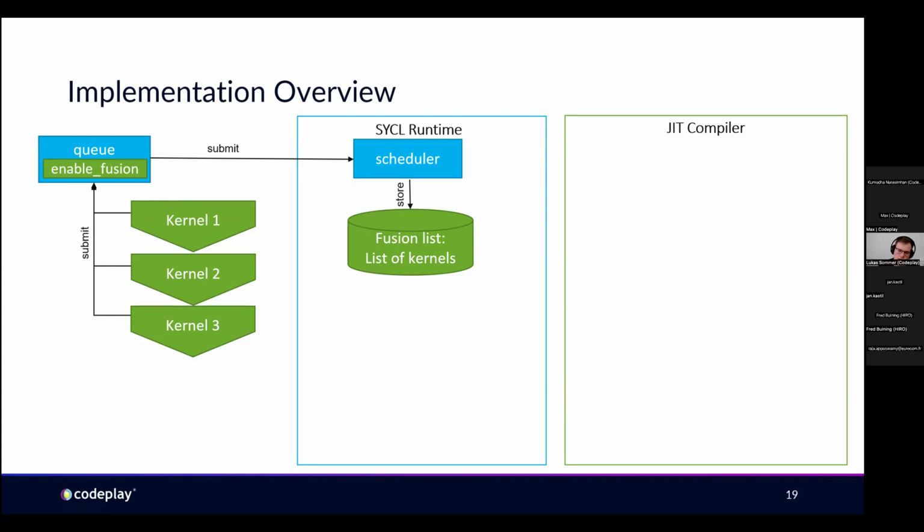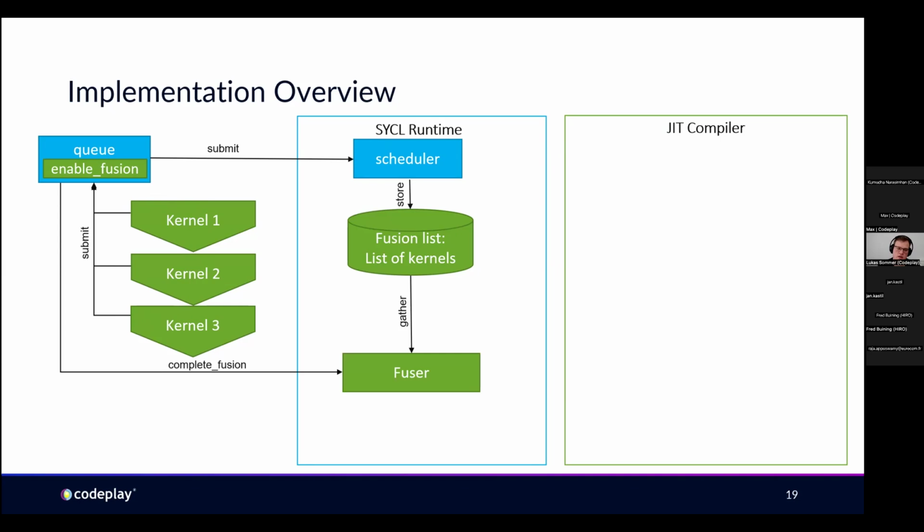I'm just going to call them for now. So then eventually you will call complete fusion. And then we come to something that we call the fuser. It's a small component in the SYCL runtime. And that fuser just takes the list of kernels from the scheduler and then invokes our JIT compiler.